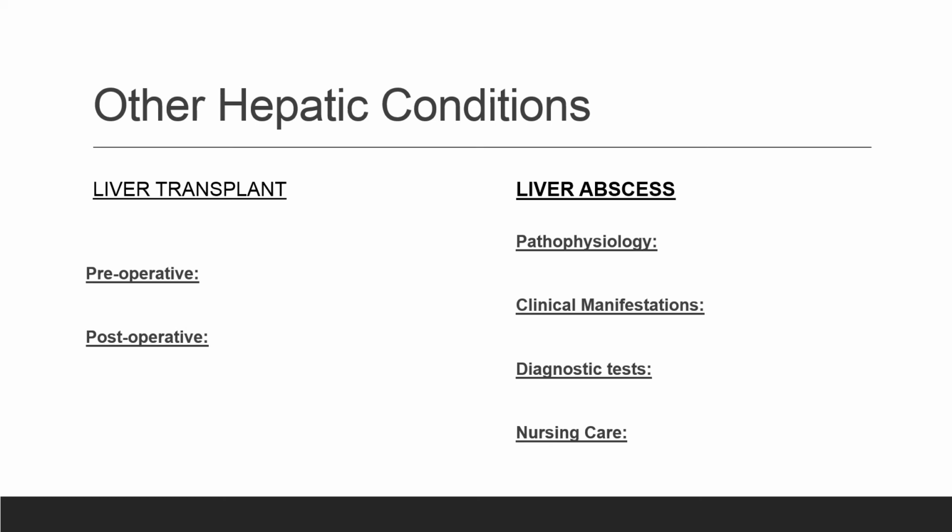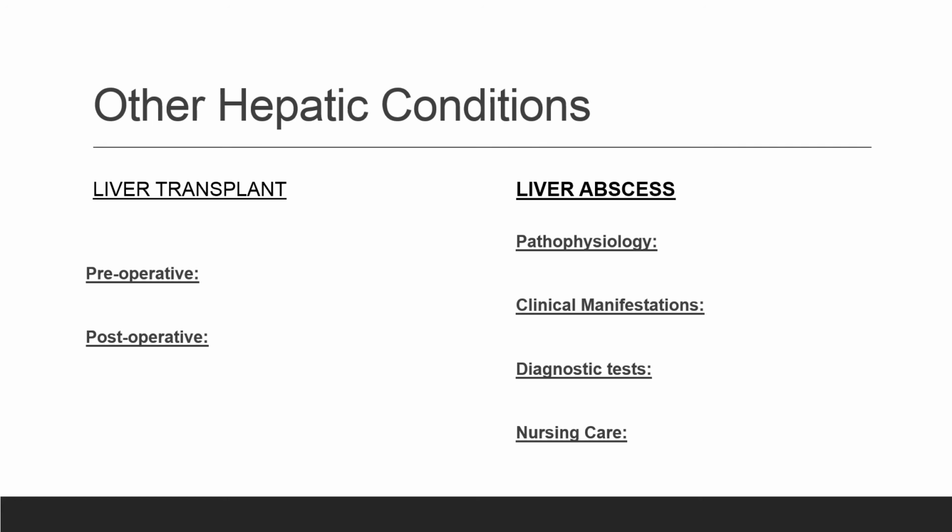Clinical manifestations include sepsis, fever, chills, malaise, diaphoresis, right upper quadrant dull pain, jaundice, and pleural effusions. Diagnostic tests include aspiration of the liver abscess, CT, MRI, and it's treated with IV antibiotics, with drains, and possibly surgery if necessary.